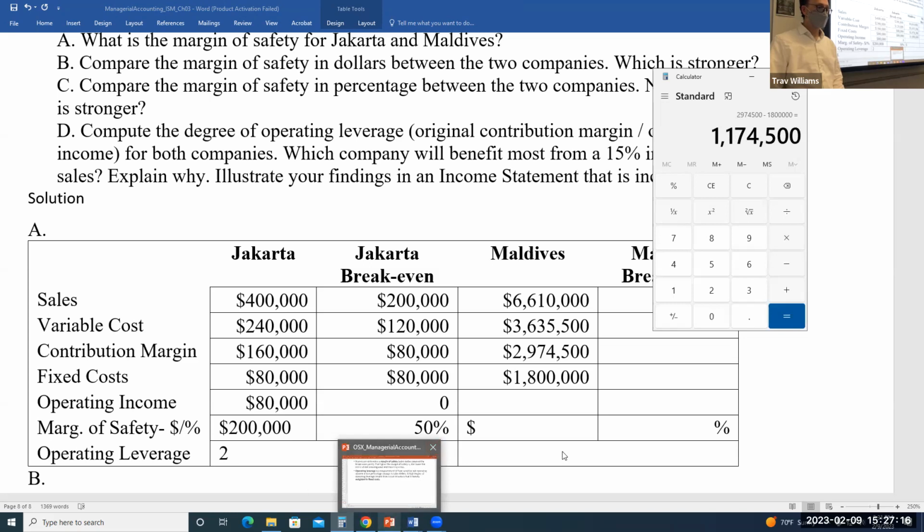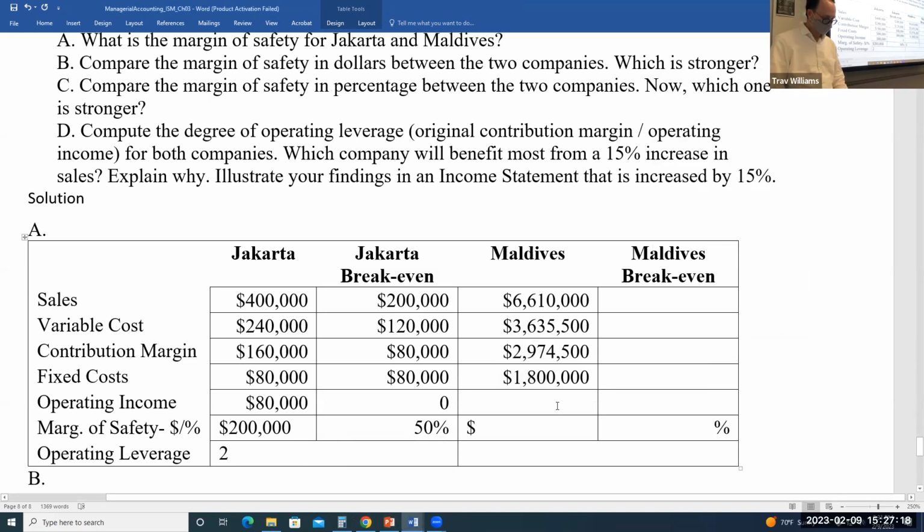We get 1,174,500. By the way, there is a part B to this problem. We might go a couple minutes over if you have to go, but I'm going to try to get through this as quickly as I can.